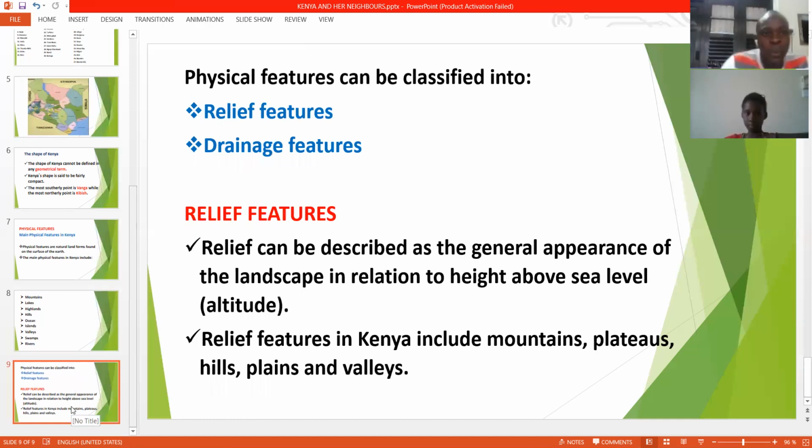So physical features can be classified into relief features and drainage features, whereby relief features are those that appear on the land and they don't have any water. But those with water are called drainage features. So maybe you can write the first two, that is, physical features can be classified into relief features and drainage features. Then we stop there so that next lesson we start from relief features. Is that okay, Joyce? Okay. Yes, write that one down so that we end there.